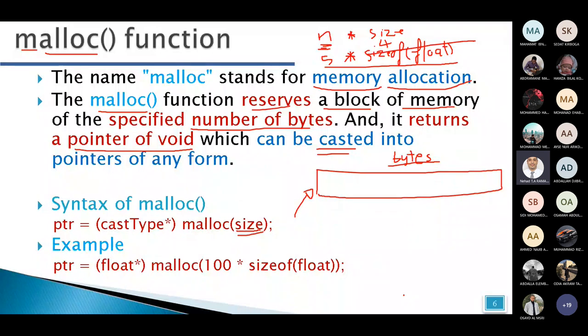Cast is to change from one type to another type. If you have, for example, an integer x, and you want to change it to float, then you will write float x like this. Here we make casting. We change x from integer to float. Same idea here. A void pointer means it will give us a pointer of unknown type. That's why you need to cast the type of the pointer. What's the meaning of cast type? It means the data type of the pointer.